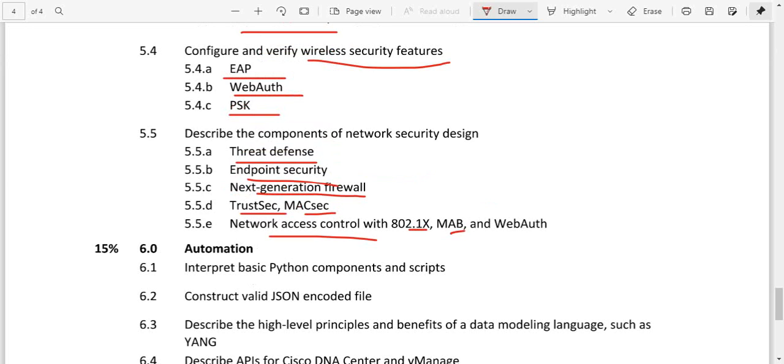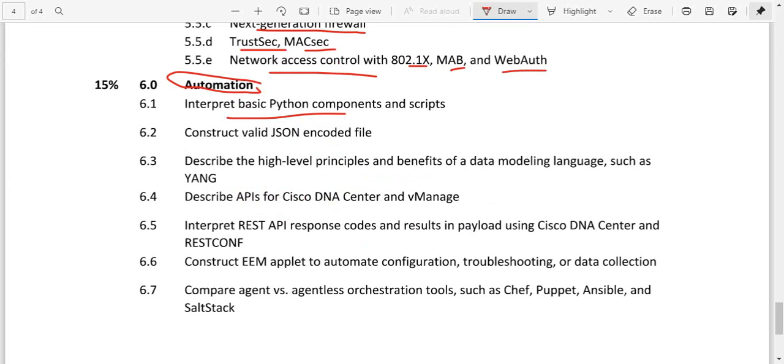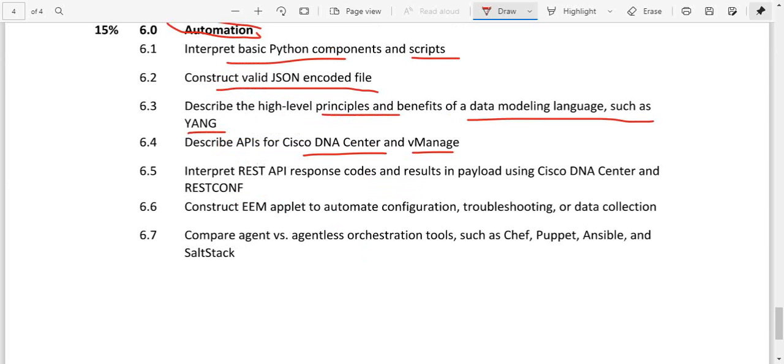And another 15% is on automation. In automation, they will describe the high level principles and benefits of a data modeling language such as YANG. Describe APIs for Cisco DNA Center and vManage. Interpret EEM applets to automate configuration, troubleshooting, or data collection. Compare agent versus agentless.